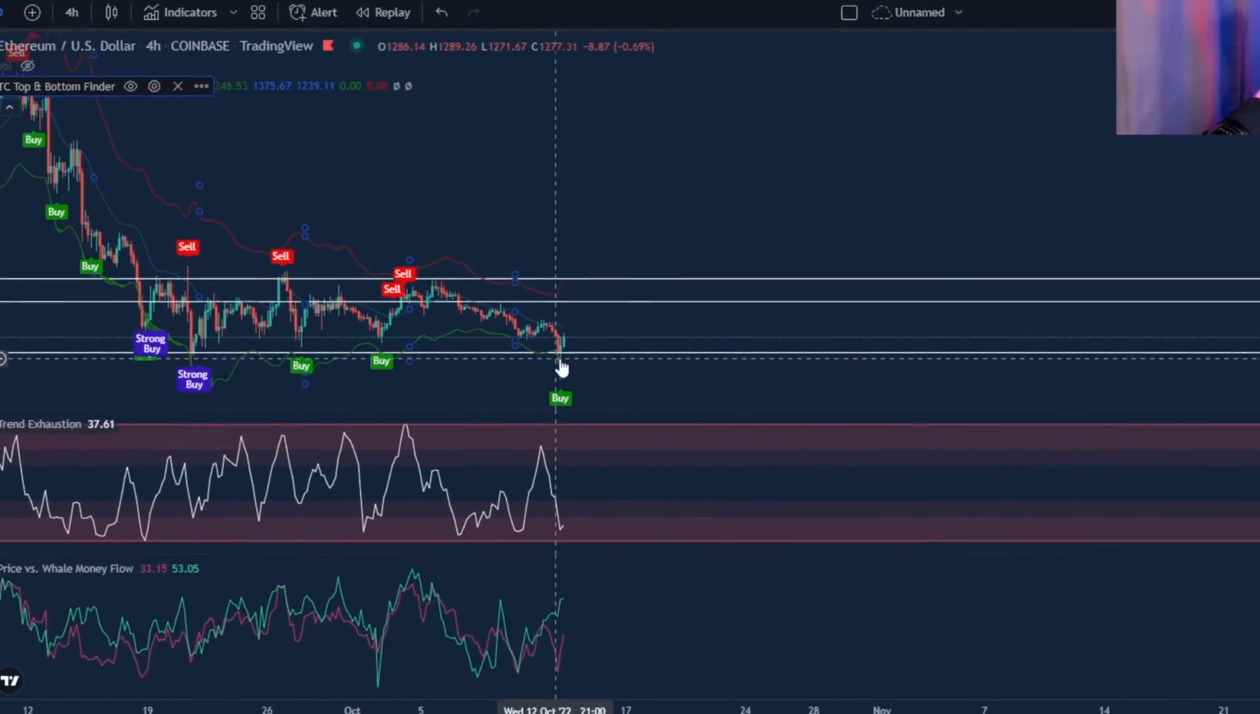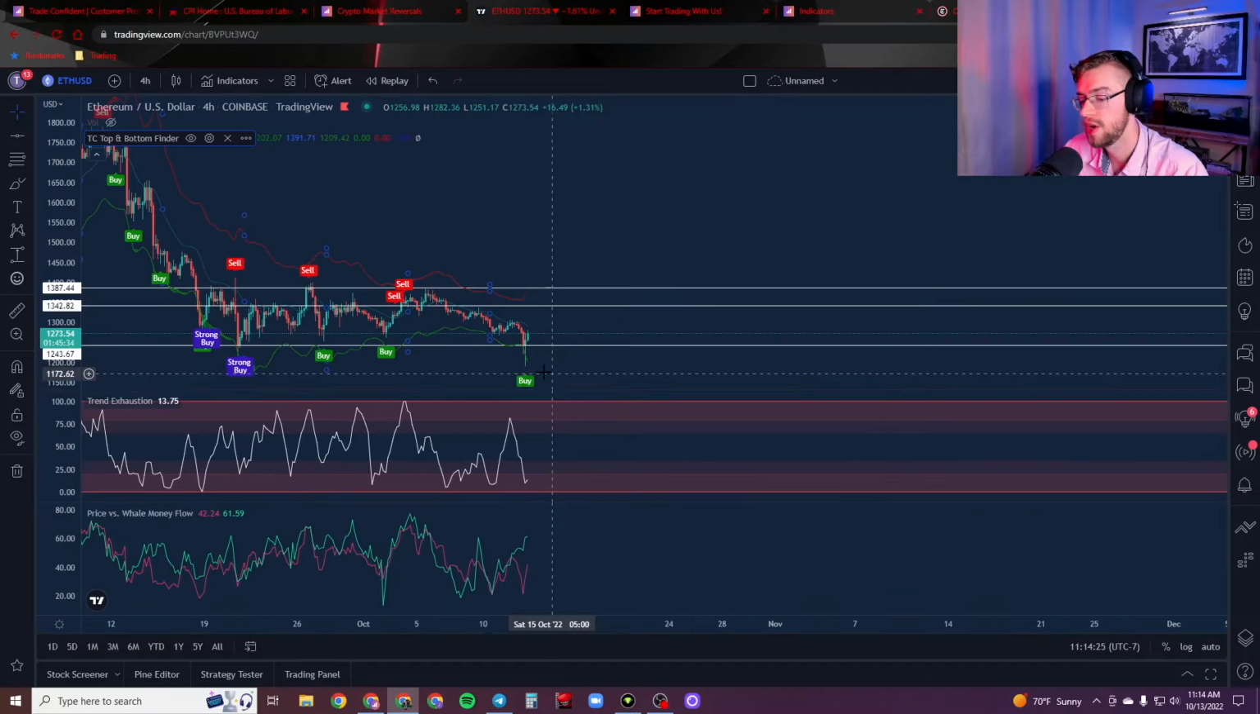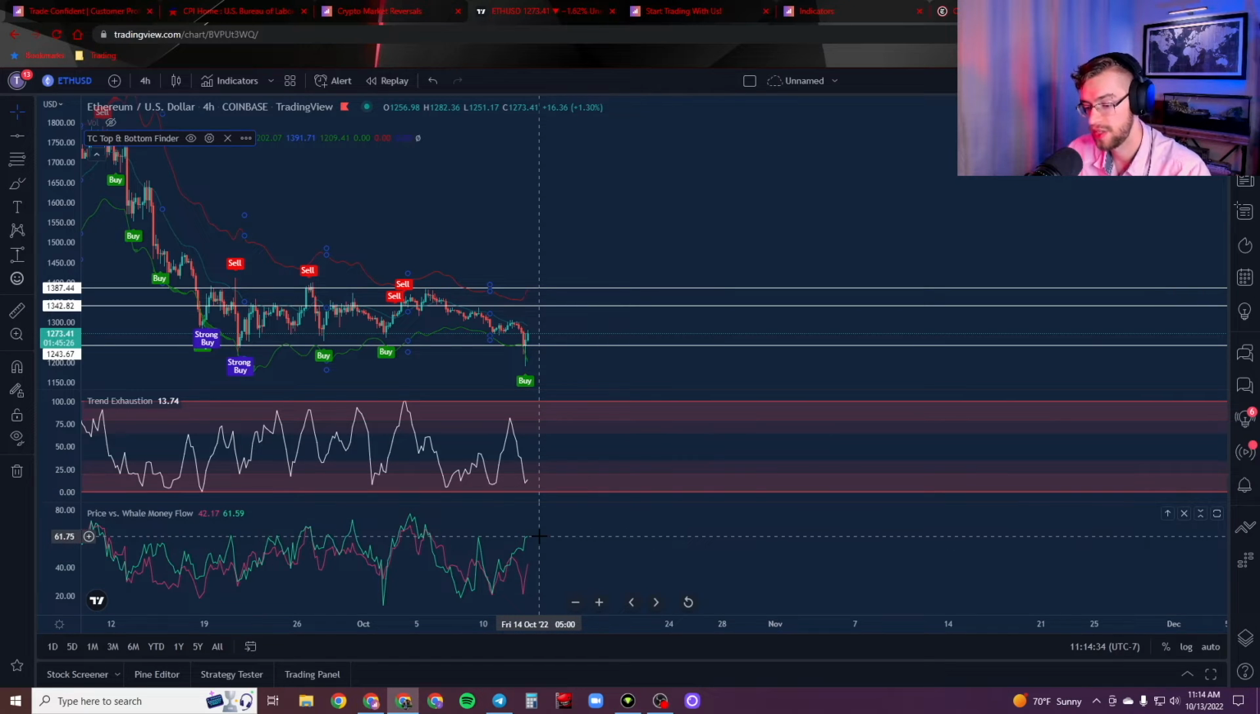We just bounced off of this support level at $1,243. We got a buy signal. We got the trend exhaustion in the bottom red section. But very interestingly, price versus well money flow is actually relatively high. It's at 61%. What this means right now is, at least at the moment, money is moving back into the market, and we will likely see it continue to do so until it reaches around 70.